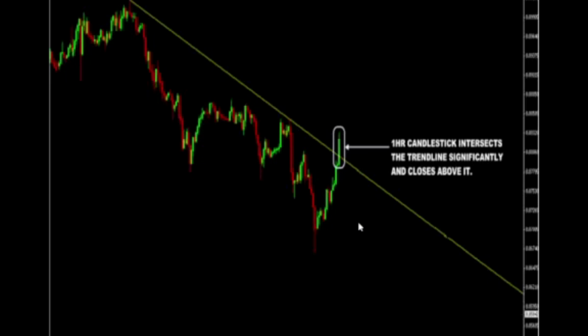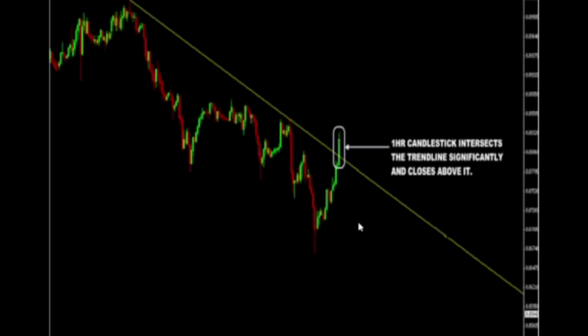And then the length of the candlestick: the longer the body of a candlestick that closes above or below a downward or upward trend line, the greater the possibility that the trend line has now been violated.